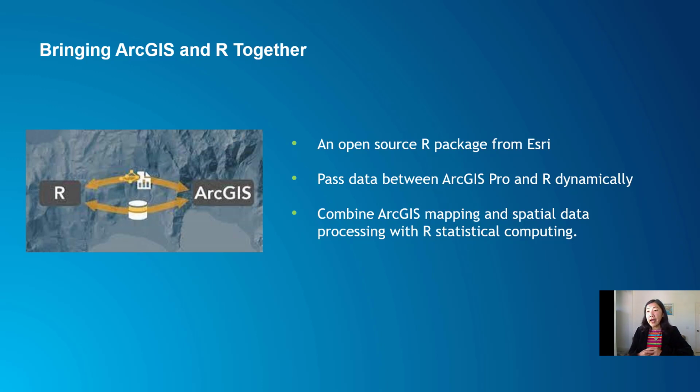R-ArcGIS Bridge is an Esri open source R package. What this bridge does is to allow dynamically passing of data between ArcGIS Pro and R. Leveraging R-ArcGIS Bridge, our team was able to automate the analytic processes and maintain changes made to the underlying GIS datasets. Another major benefit of the R bridge is that we can now easily combine the spatial data processing and mapping capabilities of ArcGIS Pro with the statistical modeling capabilities of R.